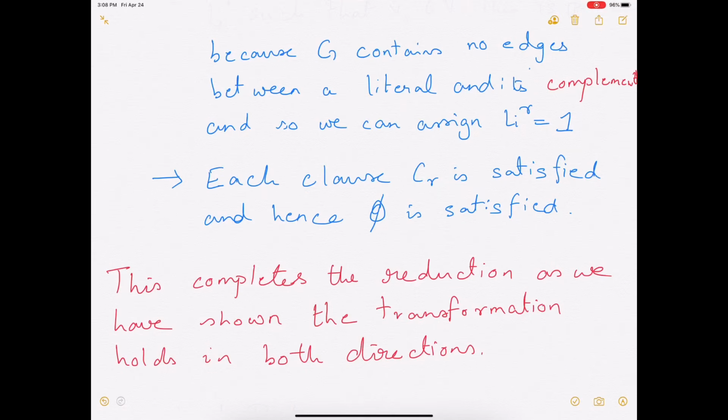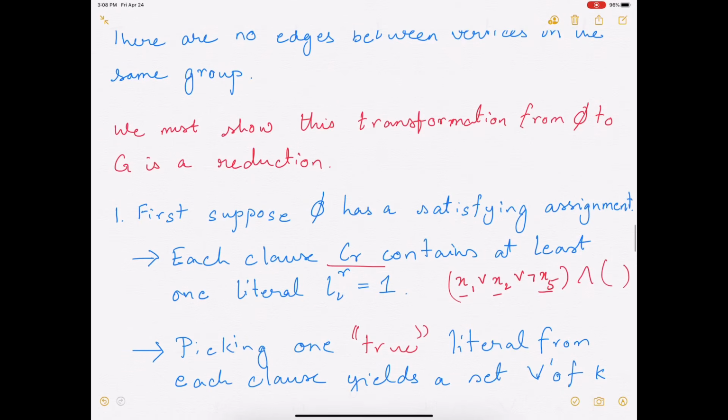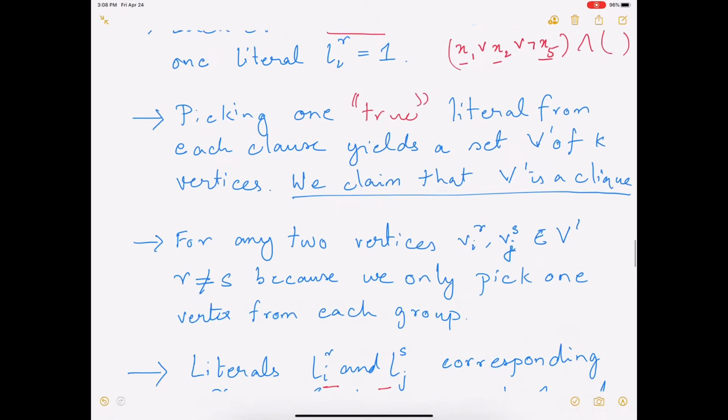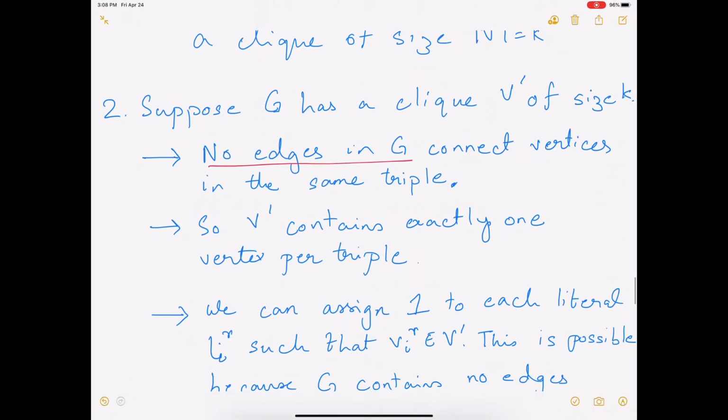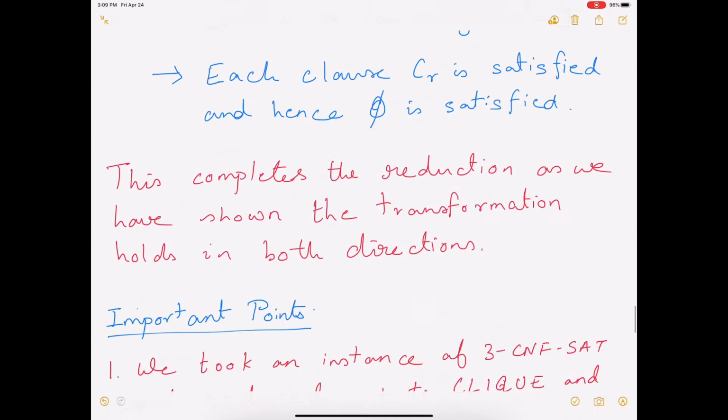So we did two things. First, we assumed that phi has a satisfying assignment, and we proved that the graph has a clique of size k. Then we assumed that the graph has a clique of size k, and we proved that phi is satisfiable. Okay? So therefore, we've proved both ways. This actually completes the reduction, and this proves that CLIQUE is NP complete. That's what this entire process proved. So what did we do? We first proved that CLIQUE lies in NP, and then we showed the reduction.